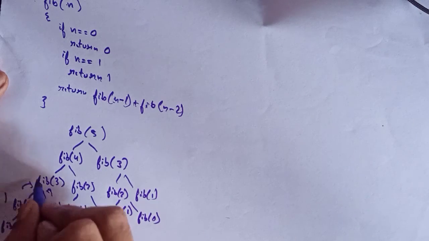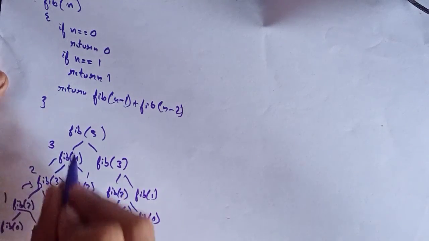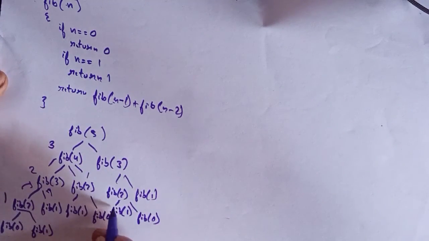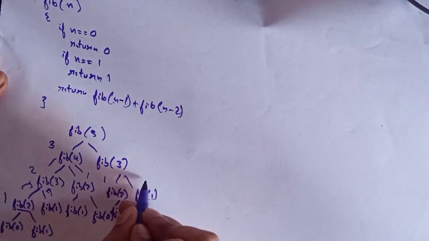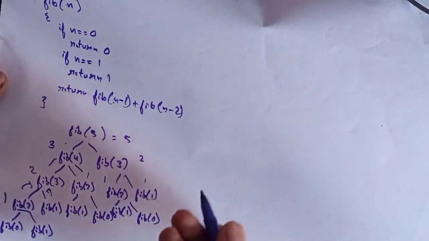For fib of 2 we get 0, 1. The summation of this is 1. For fib of 3 we get 1, and fib of 1 is 1, so we get 1 from here, 1 from here, we get 2. Again we see that fib of 2 is here, we know that the value is 1, so we simply write it 1. For fib of 4 we get 2 plus 1, that is 3. Over to the right side we get fib of 2 value 1, fib of 1 value 1, so fib of 3 is equal to 2, so this equals 3 plus 2, 5, and that's the solution.